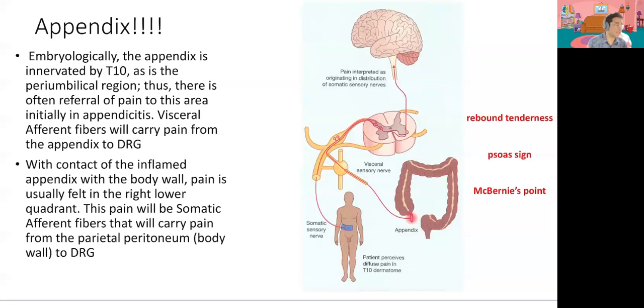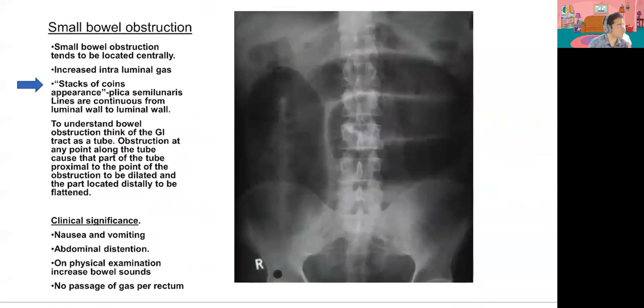You can even have pain in the back because I think your psoas muscles get damaged too by the inflammation. So one is the rebound test for tenderness, psoas sign, and then McBurney's point. So if you guys remember that, you guys are solid.